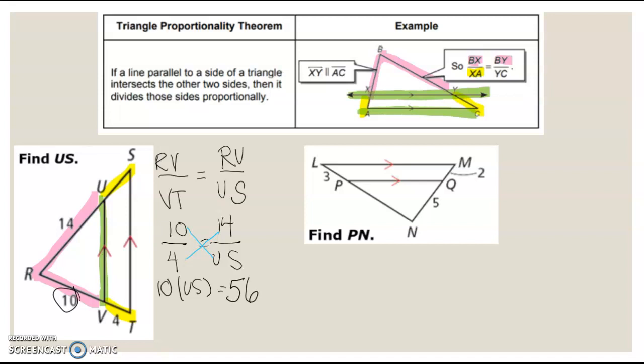Now I'm almost done. I'm down to my last step. In order to find US, I just need to get rid of that 10, and this is 10 times US, so in order to get rid of a multiply, I'm going to divide, and I get US equals 5.6.